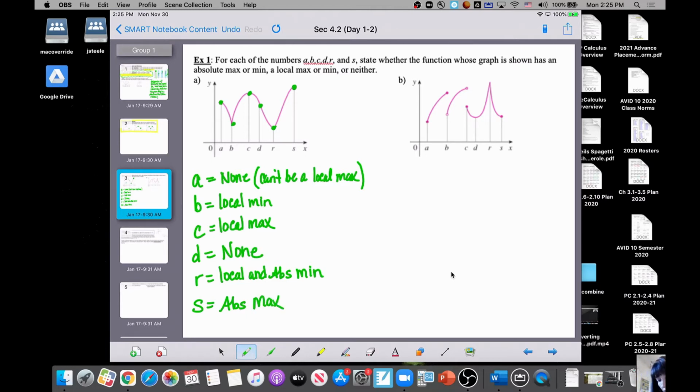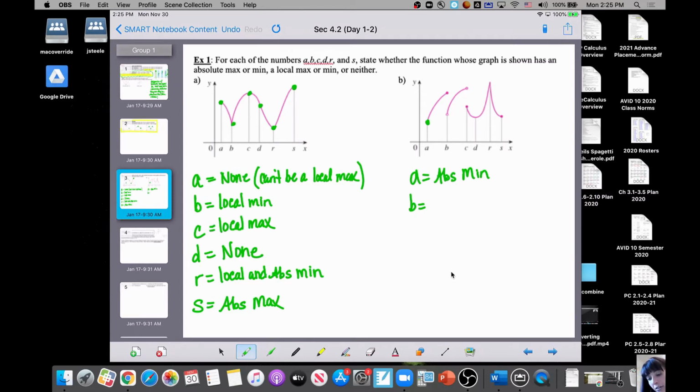All right, let's take a look at the picture for letter B. Letter A right here is an endpoint. So again, the only thing it can be is an absolute. And if we look at the picture, we see that the value of the function at x equals a is the lowest point on the figure, right, for the function. So we would say that letter A is an absolute minimum.